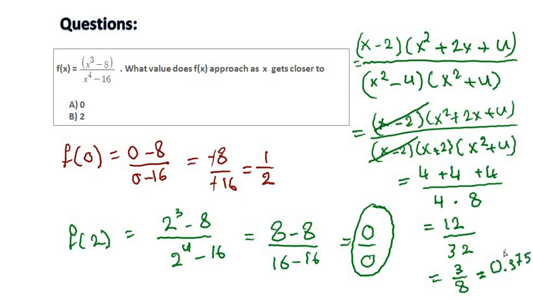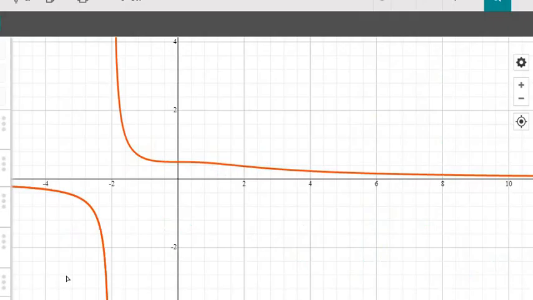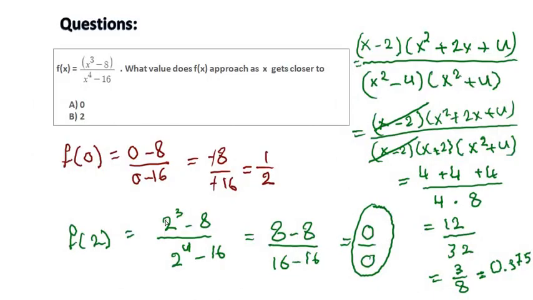Let's check this by the graphing calculator. As we see in the graph, as the value of x approaches 2 from the right, the value of the function is 0.375. As x approaches 2 from the left, again it is 0.375. Actually, for the SAT subject test, you don't need to know more details about the limit. It's enough to find the value that the function approaches or the function equals at that point.